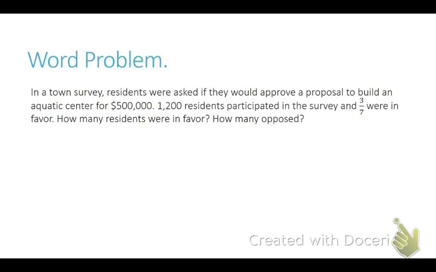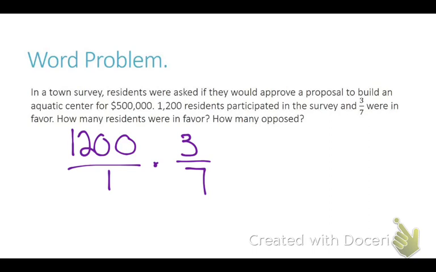All right, did anybody find how many were in favor? Does anybody have any idea how we do this? Brittany, what do you think? I think you multiply. You don't need the 500,000. Nope. That can be gone. Yeah, multiply, you're right. 1,200 over 1, yep, times 3/7. Yep, that's exactly what you do. 1,200 over 1 times 3/7. Go ahead and do that.